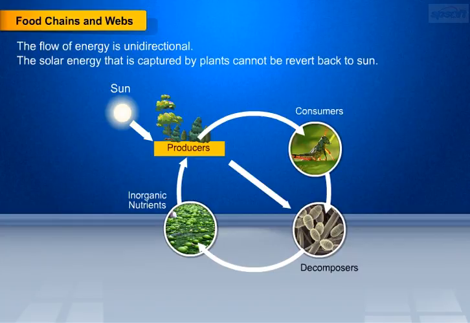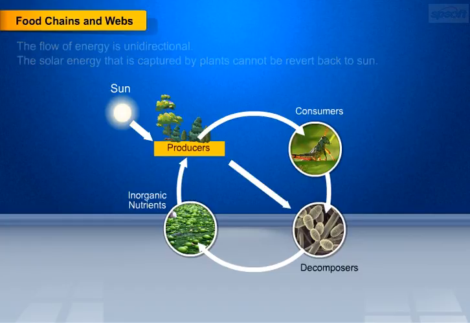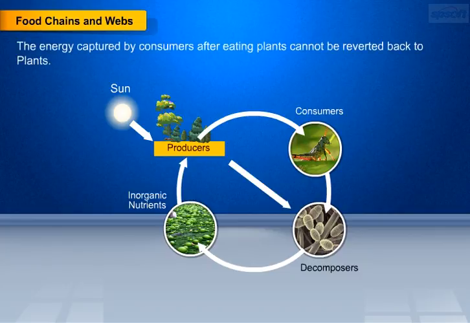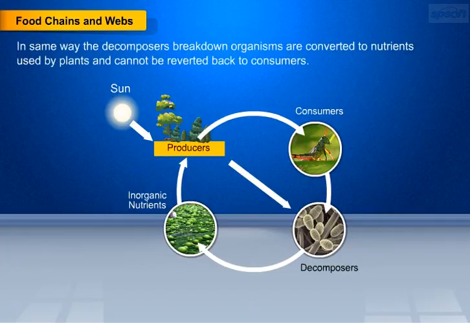The flow of energy is unidirectional. For example, the solar energy that is captured by plants cannot be reverted back to the sun. The energy that is captured by consumers after eating plants cannot be reverted back to plants. In the same way, the decomposers break down organisms, which are converted to nutrients used by plants, and cannot be reverted back to consumers. By this, we can conclude that flow of energy is unidirectional.